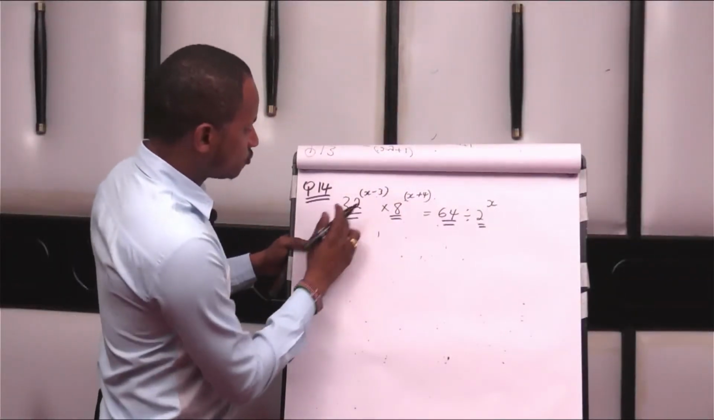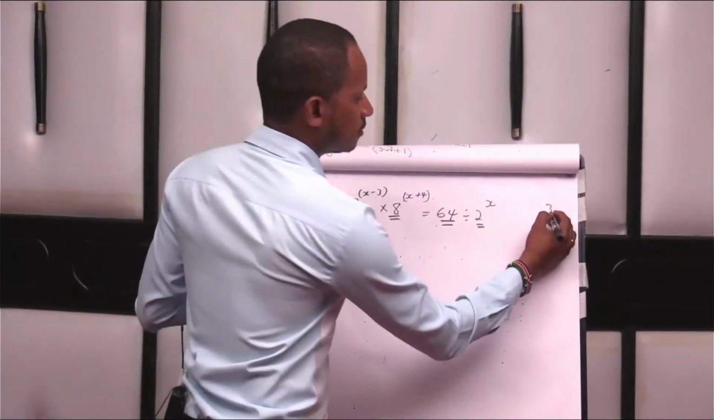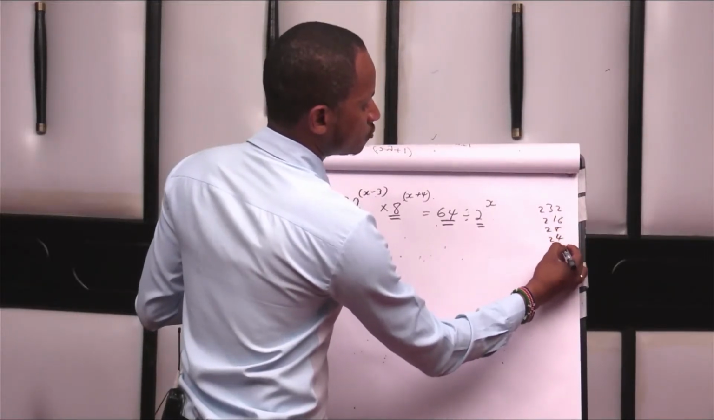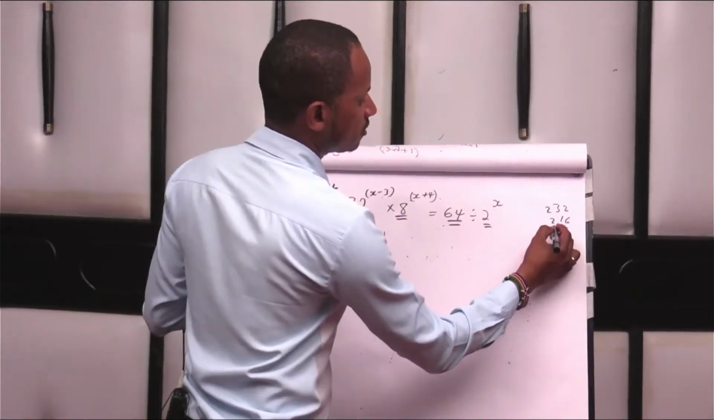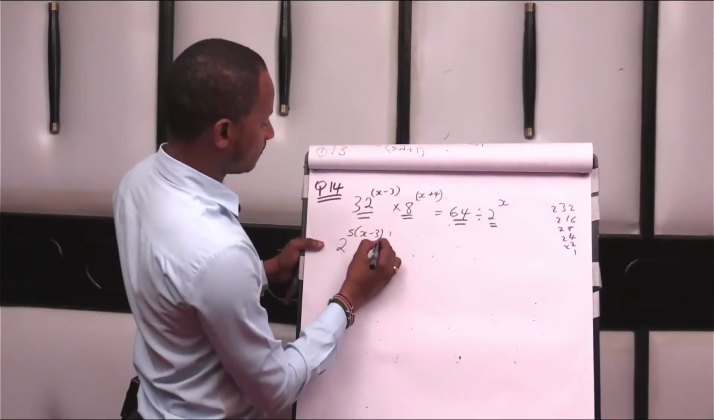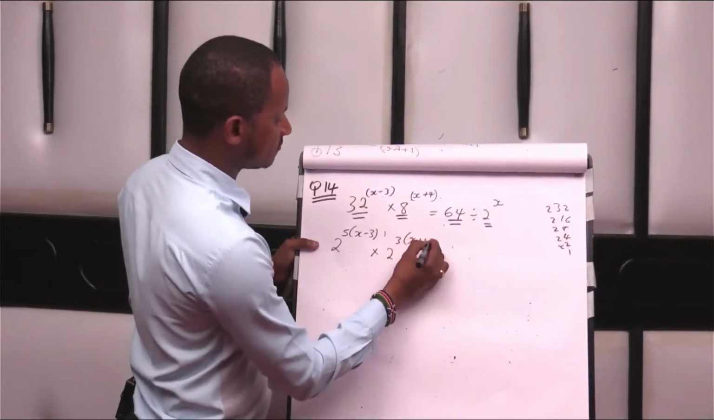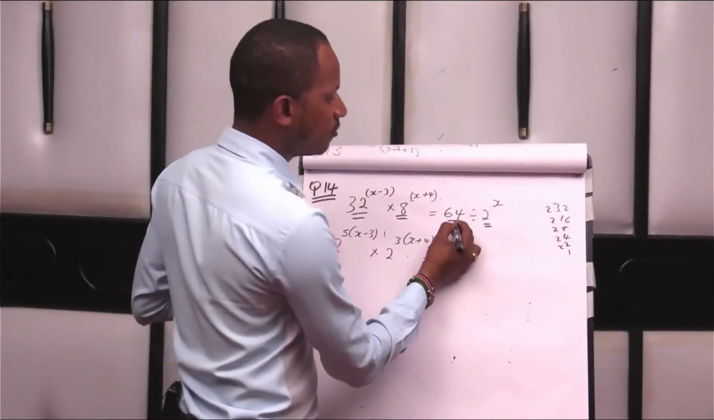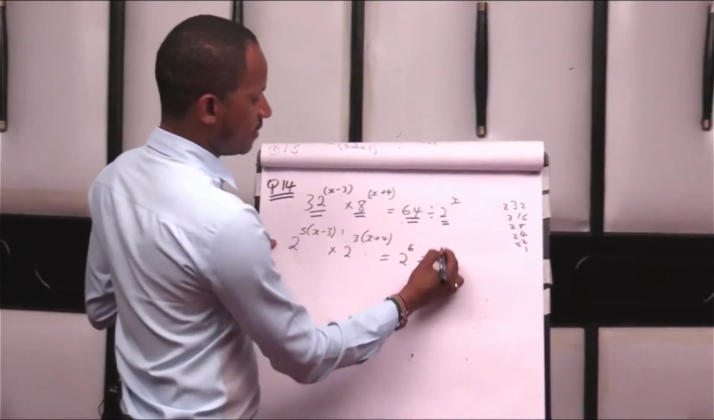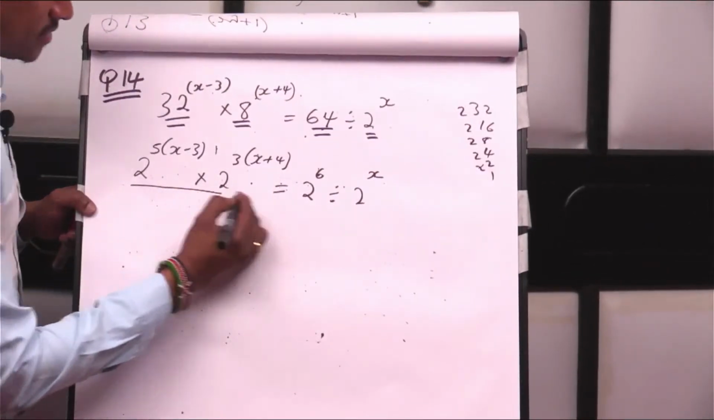So 32 is the same as 2 raised to power what? 32, 2 here 16, 2 here 8, 2 here 4, 2 here 2, 2 here 1. So it is 2 raised to power 5. So 2^5 into (x-3) times 8, which is 2^3, into (x+4) equals 64, which is 2^6, divided by 2^x. So we've made them the same base, base 2.